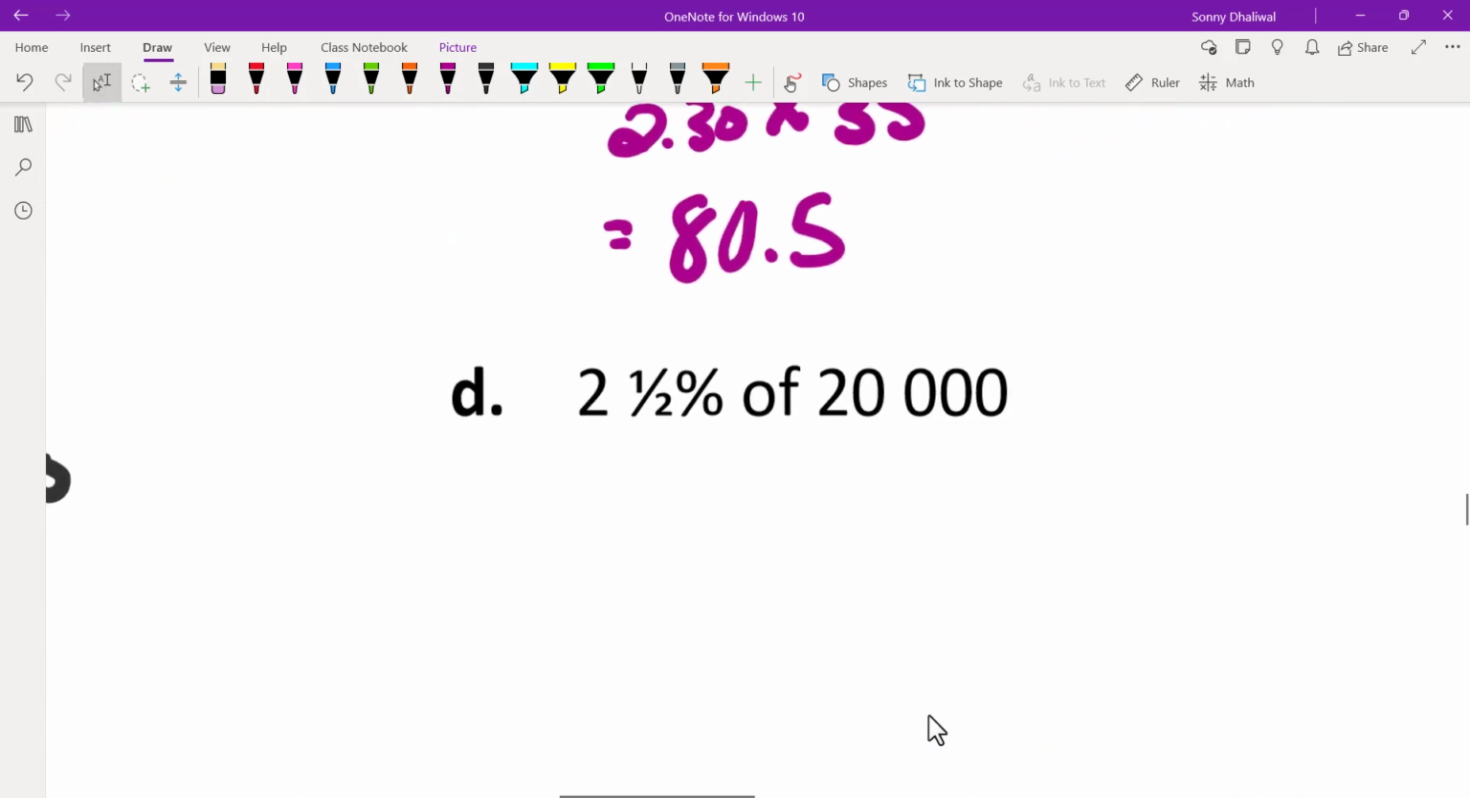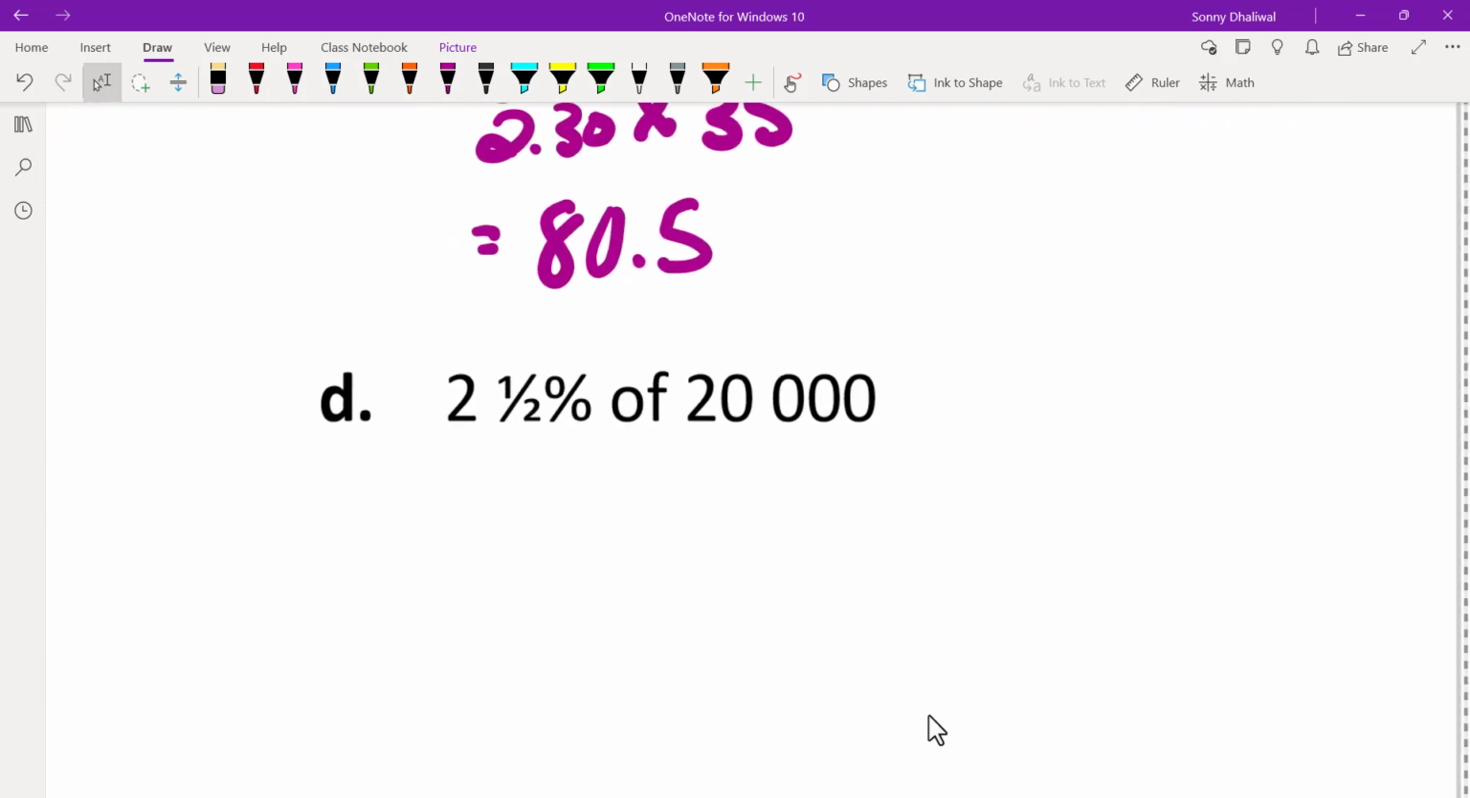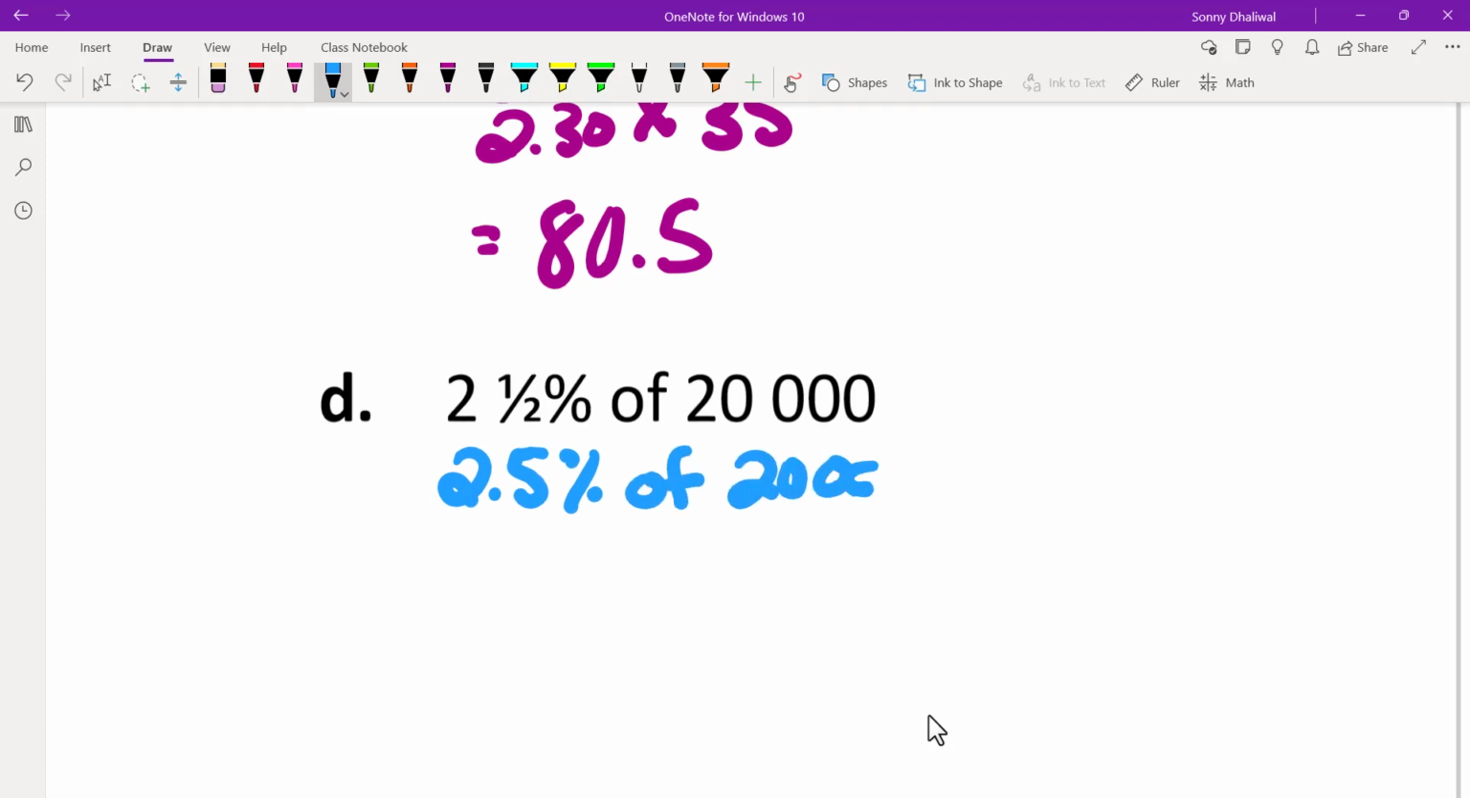Okay, now, last day, I said if you have a fraction inside of a percent, get rid of that fraction, write it as a decimal. So what would this be? 2.5%. What would that be as a number? Is that a fraction? Half is 0.5. So that's 2.5% of 20,000. So we get rid of the of by putting down 20,000. We get rid of the percent by turning that into a decimal.